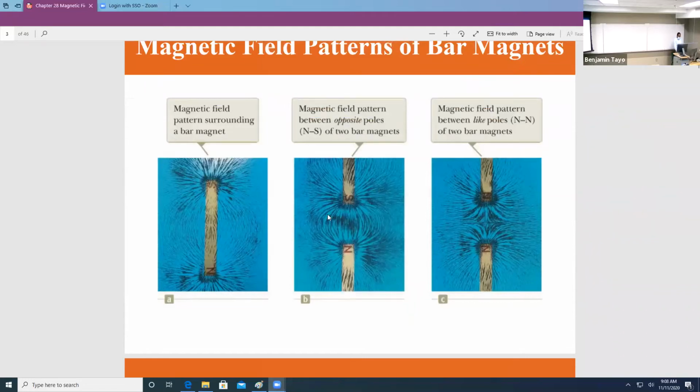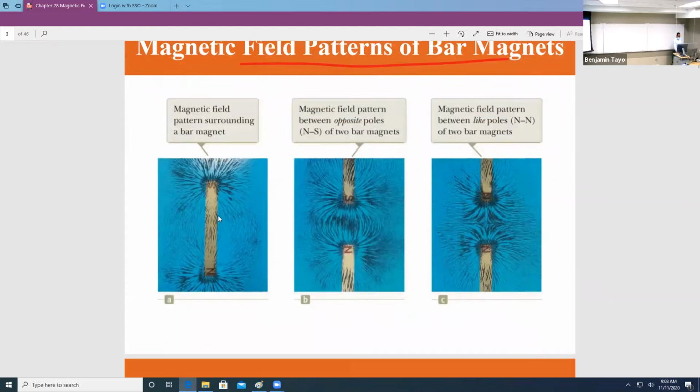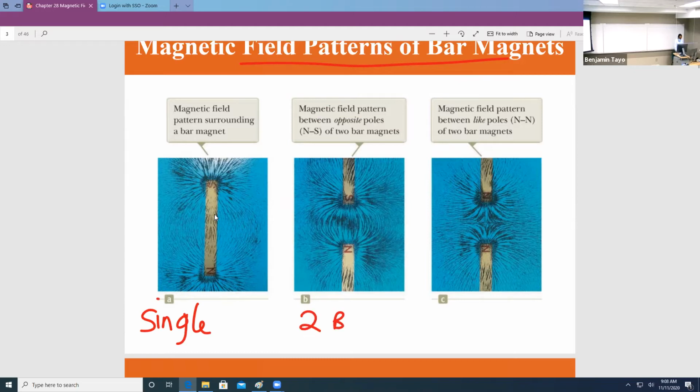So this example shows you the magnetic field patterns for a bar magnet. This is a single bar magnet, and this is two bar magnets. If this is the north and this is the south, then you have a pattern of field lines, and those field lines are always coming out from the north and going into the south.